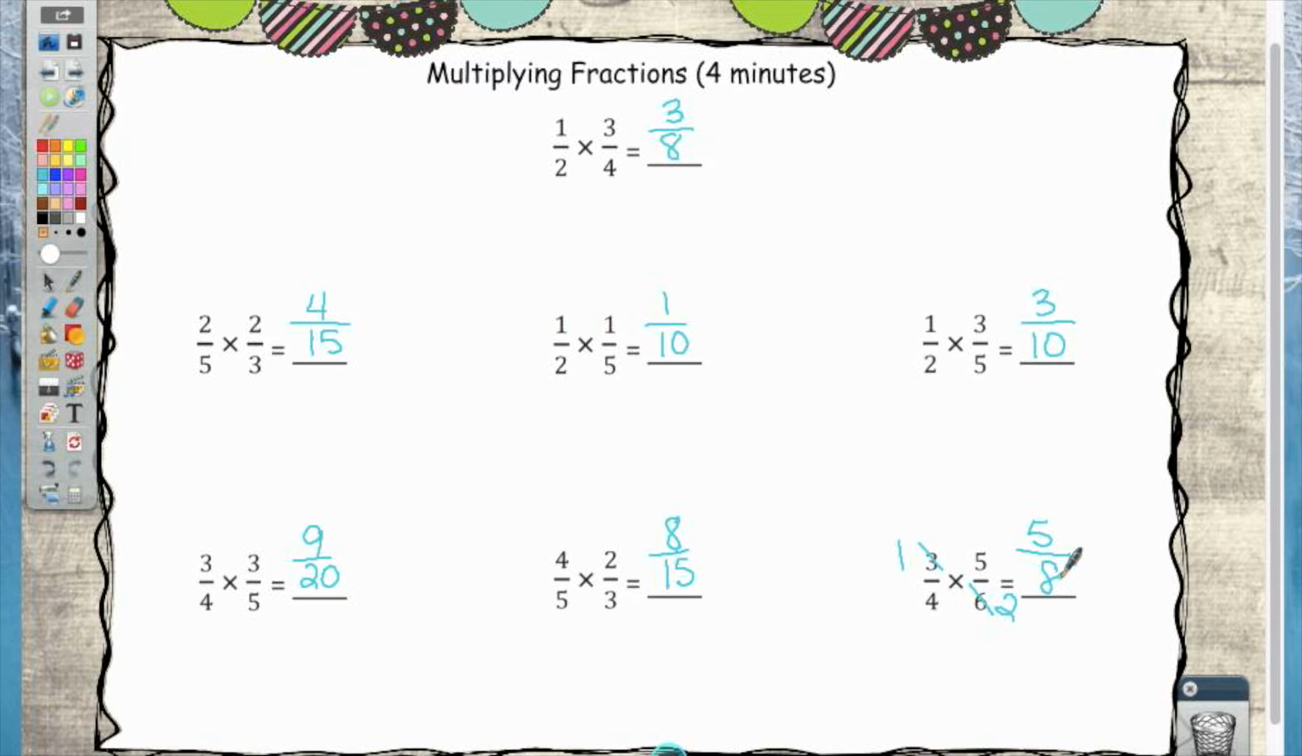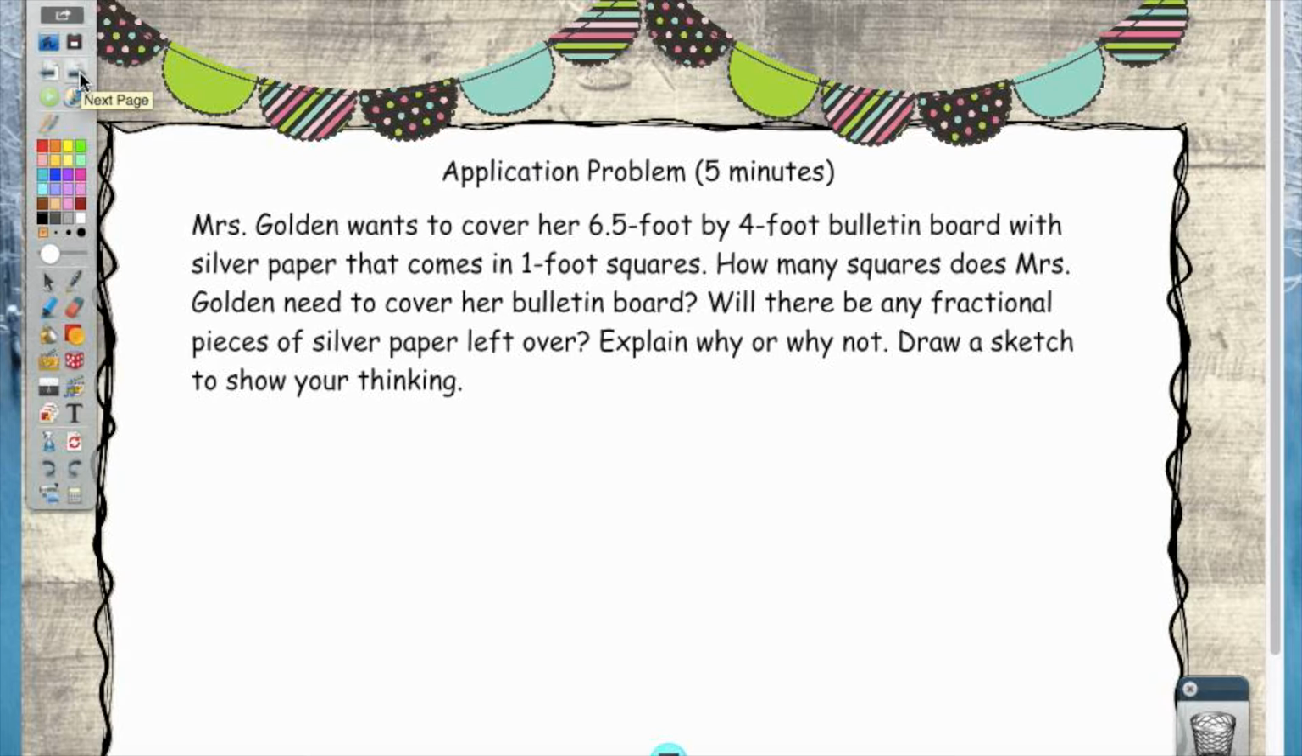Now, those of you who went ahead and multiplied first, did you get 15 24ths? Yes. What did you divide by? 3. I wonder if that's a coincidence that we divided by 3 for both. Cool, isn't it? So 15 divided by 3 is 5, 24 divided by 3 is 8. Same answer both ways.